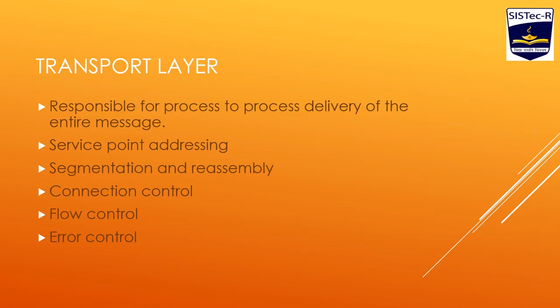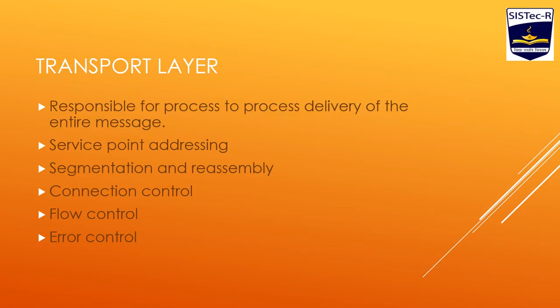Okay, then source to destination delivery means delivery not only from one computer to the next computer, but delivery from one specific process running on one computer to the same specific process running on the other computer. This is called service point addressing. And in service point addressing, the transport layer will add an address called the service point address, or you can say the port address, for delivering the message.